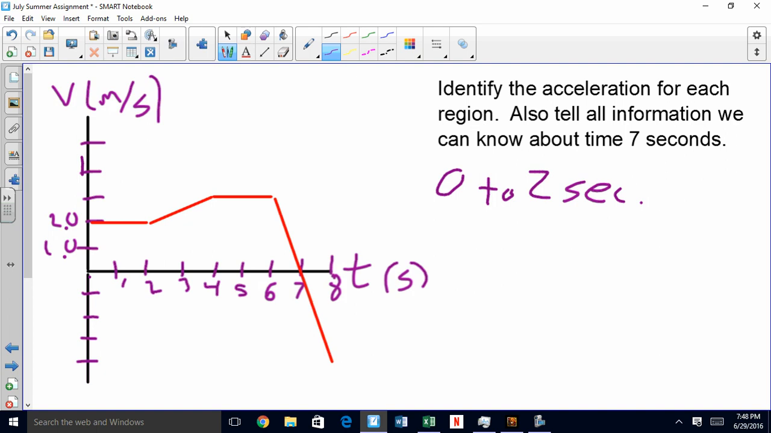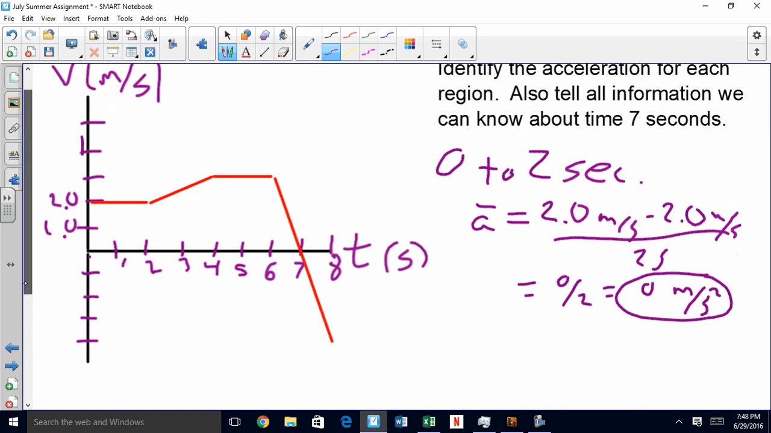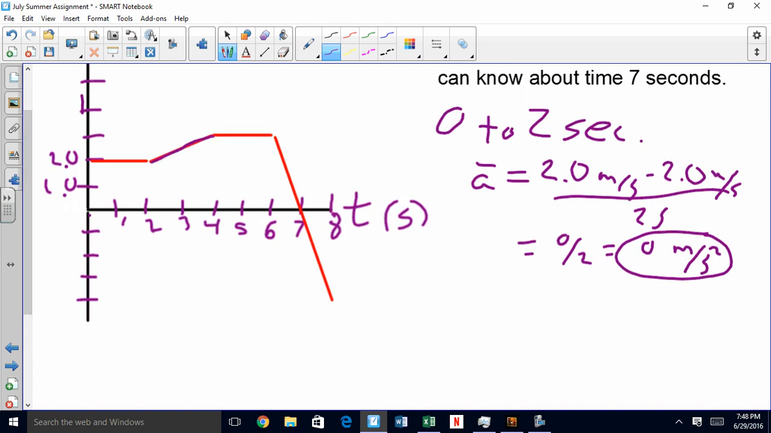So 0 to 2 seconds, well, my final velocity is 2 meters per second, and my initial velocity is 2 meters per second. And my time is 2 seconds, but that's just going to be 0 divided by 2, or 0 meters per second squared. So that would be for our first region. Our second region would be from 2 to 4 seconds.